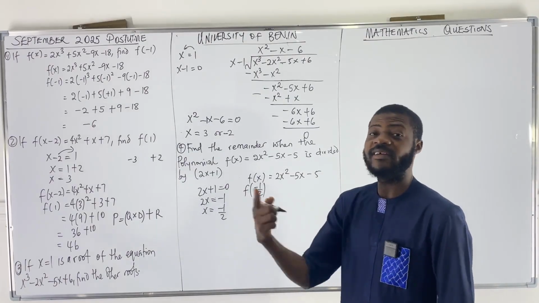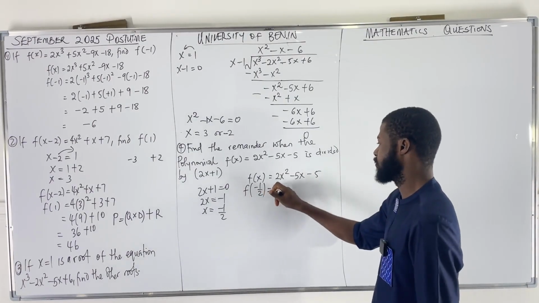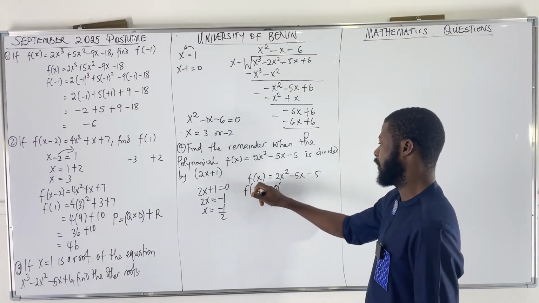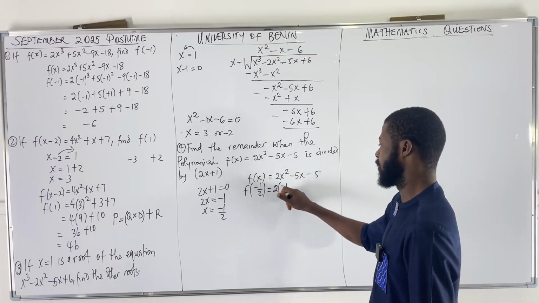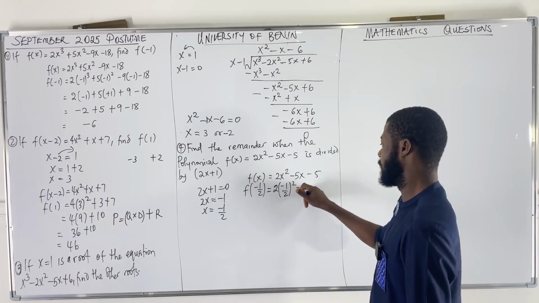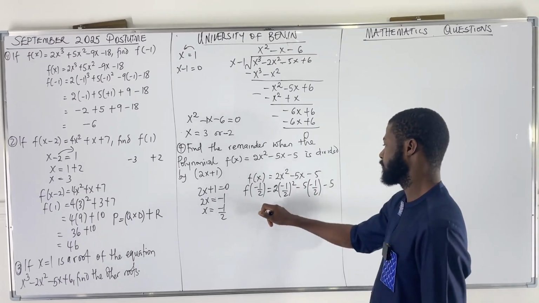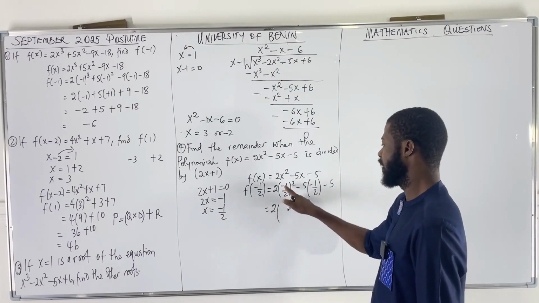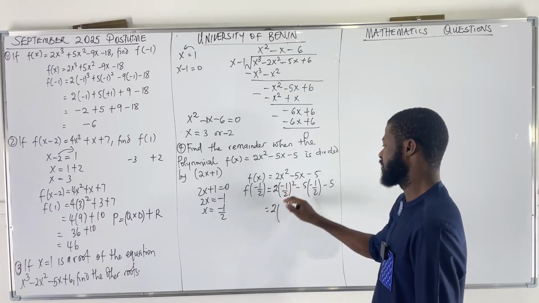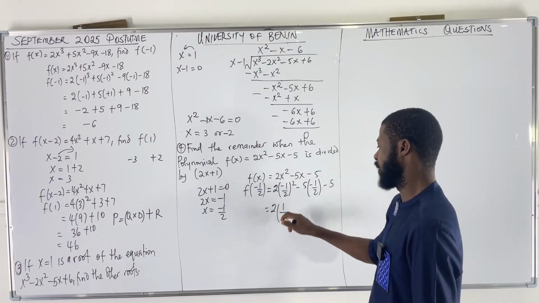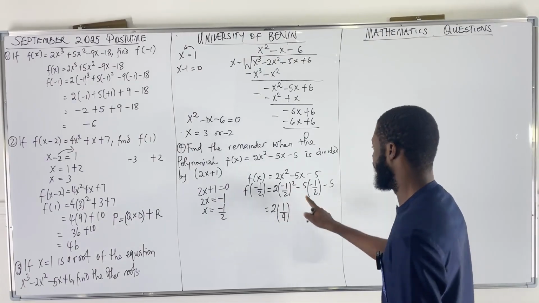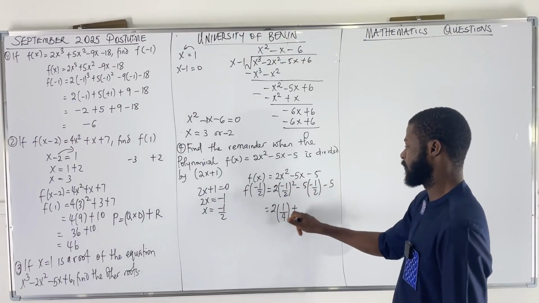But let us now find the value of that remainder. So this will be 2. Anywhere we see x, we're going to put minus 1 over 2 squared, minus 5 times minus 1 over 2, and then minus 5. Now this will be 2, and if you square this, minus 1 squared is 1, 2 squared is 4. And then minus here will give us plus.